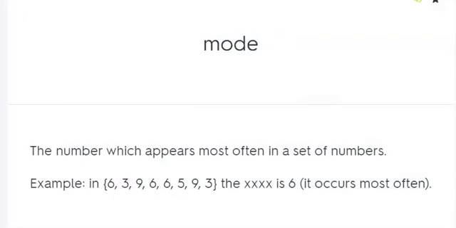Mode. The number which appears most often in a set of numbers. Example, in 6, 3, 9, 6, 6, 5, 9, 3, the x is 6.